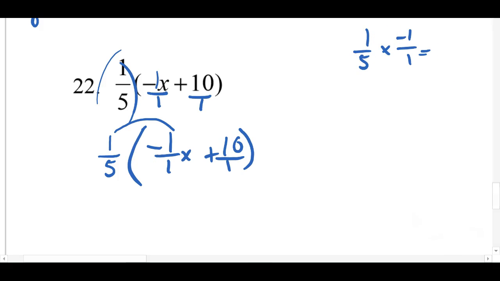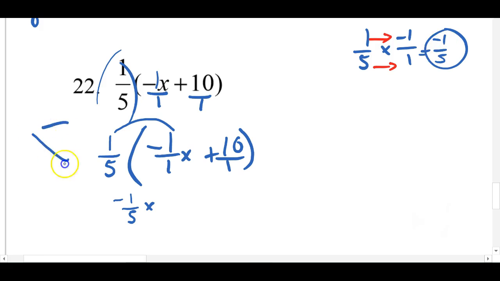When you multiply fractions, you go across this way. Okay? So 1 times negative 1, negative 1. 5 times 1, 5. Okay, so the first number is going to be negative 1 over 5, and then you bring down the x. And again, the reason I know it's negative is because for the first multiplying operation, 1/5 is positive, and then the second number is negative. So I knew that was minus.